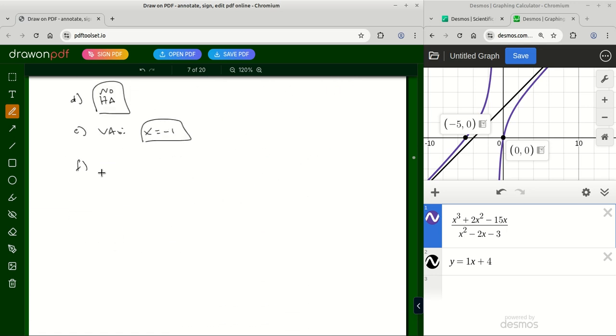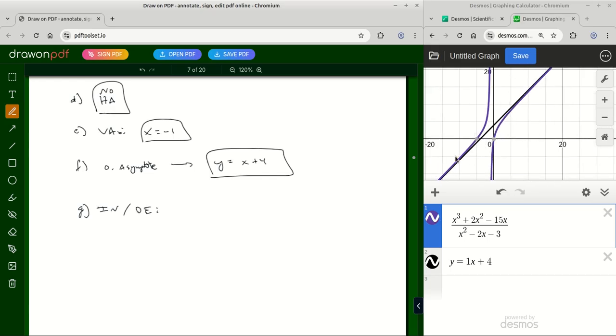F is the oblique asymptote. I can't even spell oblique anymore. I don't care anymore. The slant asymptote, y is equal to 1x plus 4. Just go ahead and just put x plus 4. You don't have to put a 1 there, okay? There you go. All right. Keep cruising. Yep, this is what we're doing here. G, they're saying increasing, decreasing.